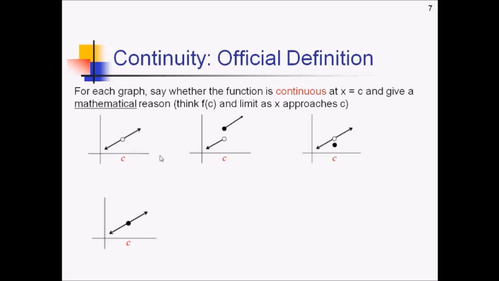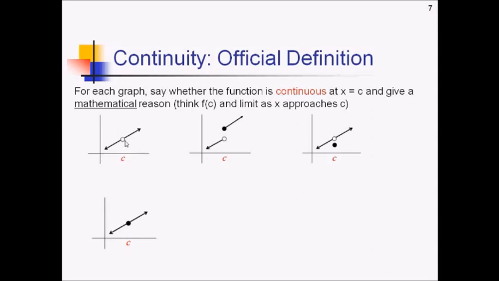So to get to that definition, I've got 4 graphs for you. For each graph, pause the video and say whether you think the function is continuous at x equals c, and also give a mathematical reason for it, something involving f of c and the limit as x approaches c. Pause the video, give it a try.